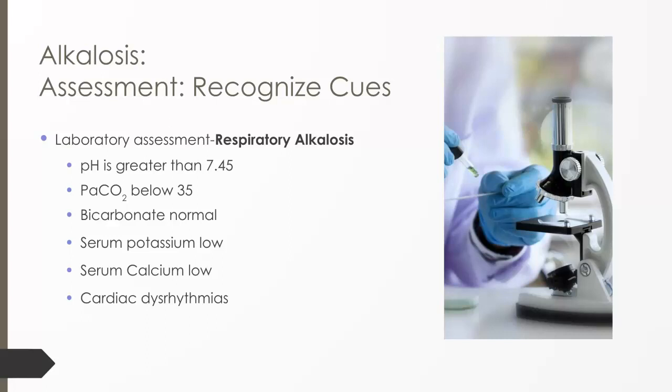So again, respiratory alkalosis, we're going to have that pH that is above with that PaCO2 that is down. Bicarbonate will be normal. We see hypokalemia with alkalosis. Serum calcium is low. And cardiac dysrhythmias because of that issue with our potassium.